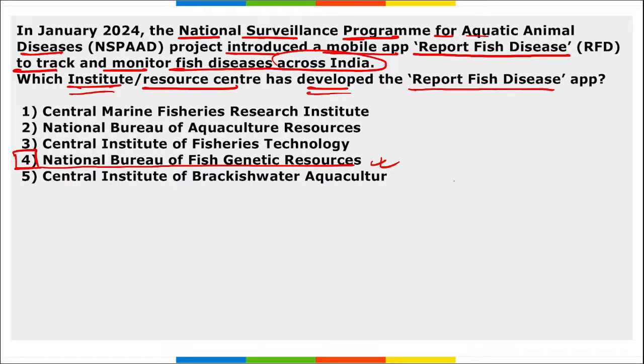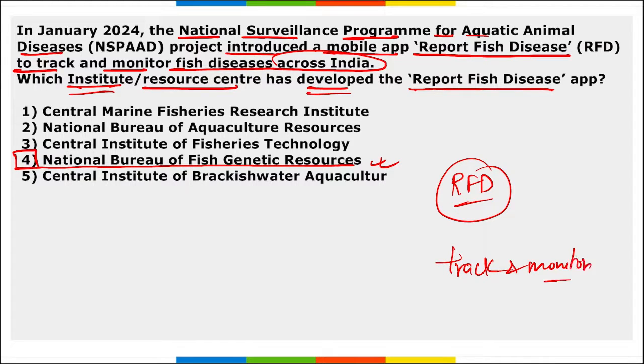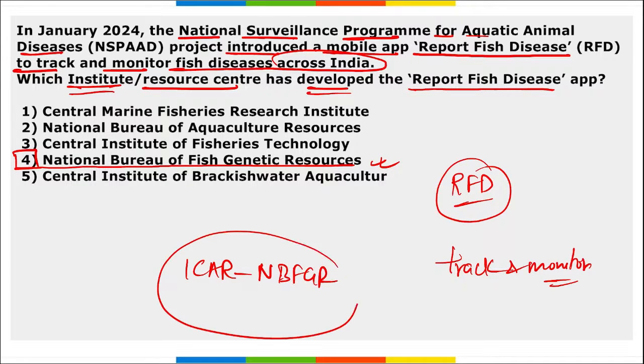This project has introduced a mobile application, that is Report Fish Disease. It is to track and monitor fish disease across India. This Report Fish Disease has been developed by ICAR and their arm NBFGR. Correct? They have developed it.